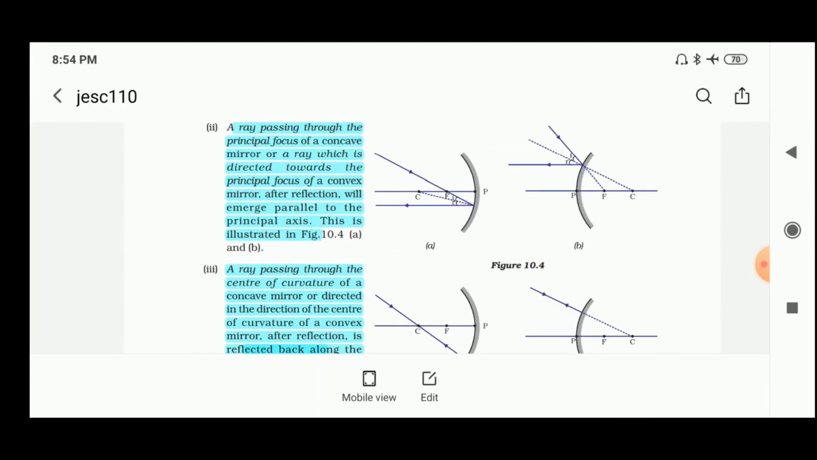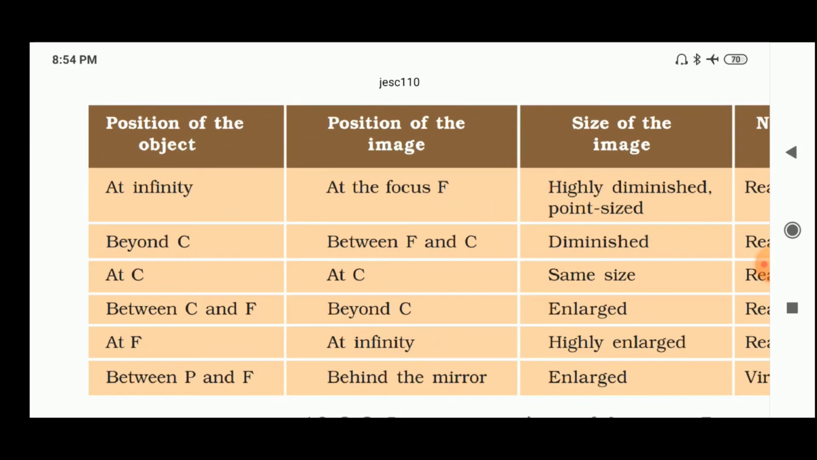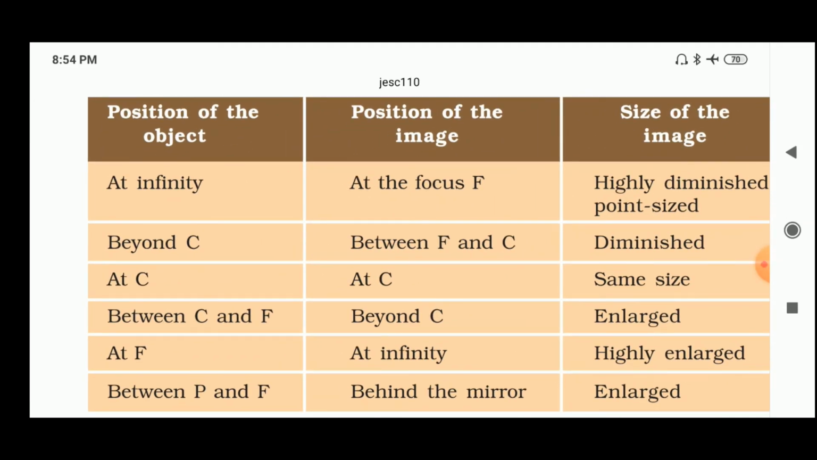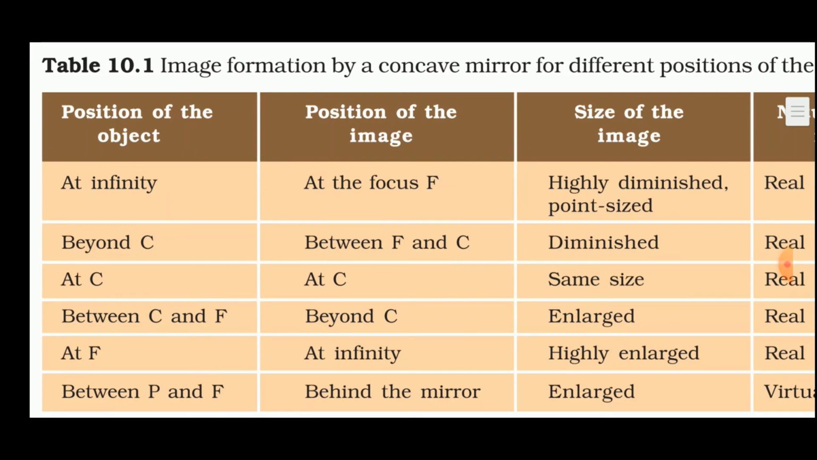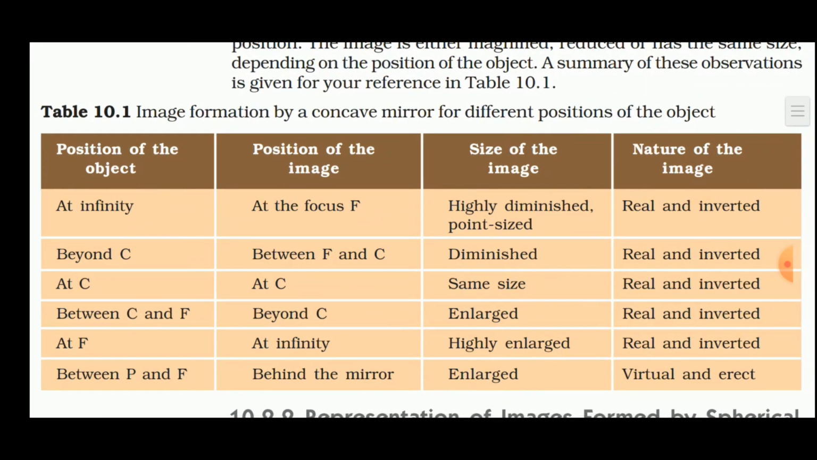So all these image formations which you have learned are there in this table. Observe the table carefully. The first column gives you the position of the object. The second column gives you the position of the image. The third column gives you the size of the image, and the fourth column gives you the nature of the image.